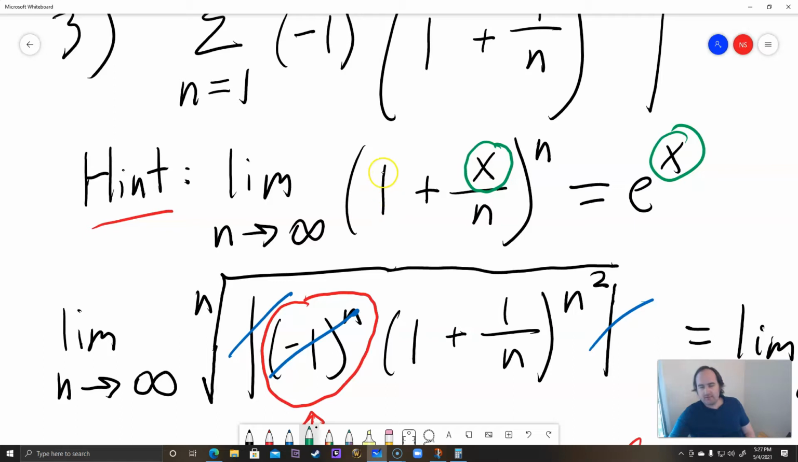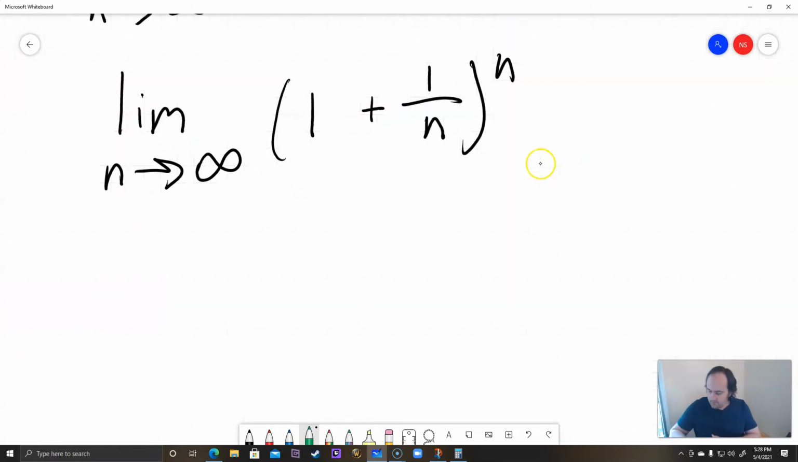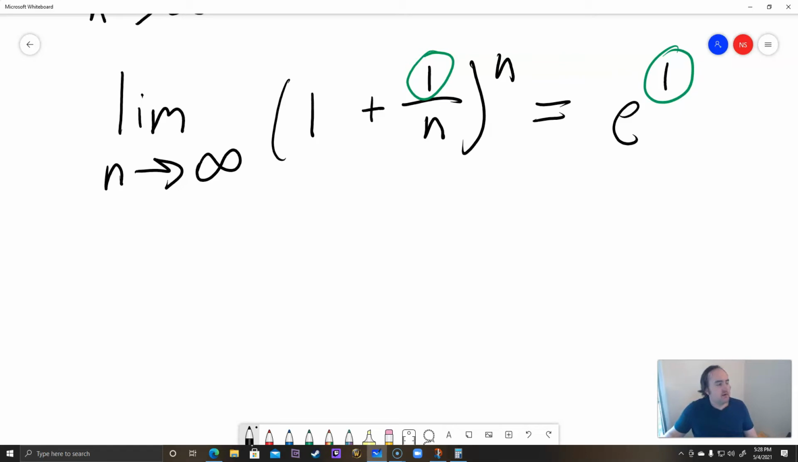So that's what we have. We have the limit as n goes to infinity of parentheses 1 plus 1 over n to the n. So that's going to equal e to the 1. I hope you can see that. So here x is going to be 1 in this formula for the hint. So this is going to equal e to the 1. Okay, so here our x is 1. So we get e to the x, but here that's e to the 1. Okay, and of course any number to the 1 is the number. So our answer is e. Well, not our answer, but that's our L. Okay, so here L equals e.